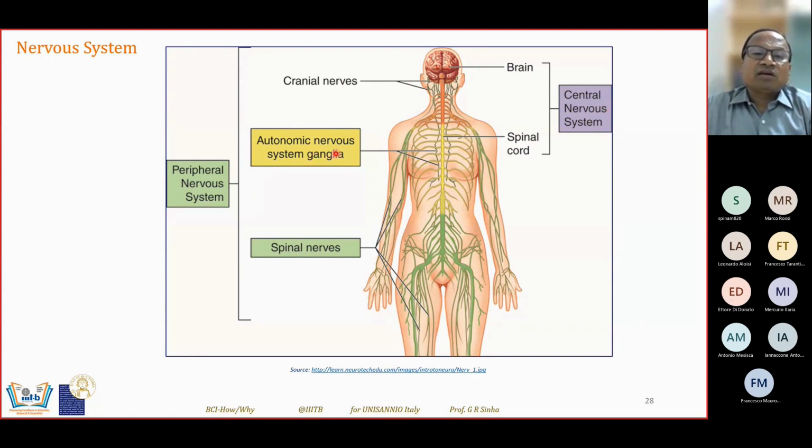The autonomic nervous system, ganglia is the biological term, and then the peripheral nervous system is the outside world, and the spinal nerves are here where you are getting some movement. So the peripheral nervous system is the outside, which is connected with the BCI, and the BCI with the central nervous system.